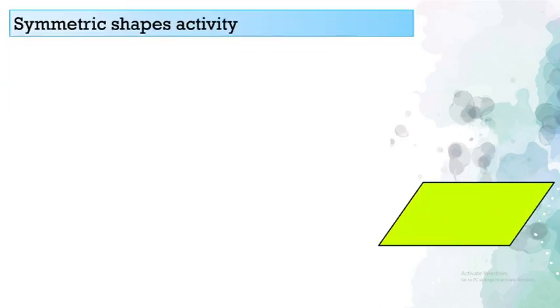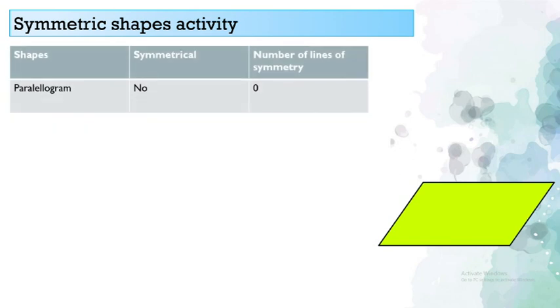Here is a picture of a parallelogram. Can you divide this shape in an equal way? We cannot divide a parallelogram equally. So a parallelogram is not an example of symmetrical shapes. It does not have a line of symmetry.